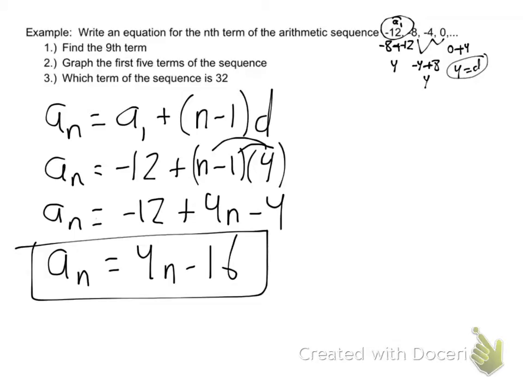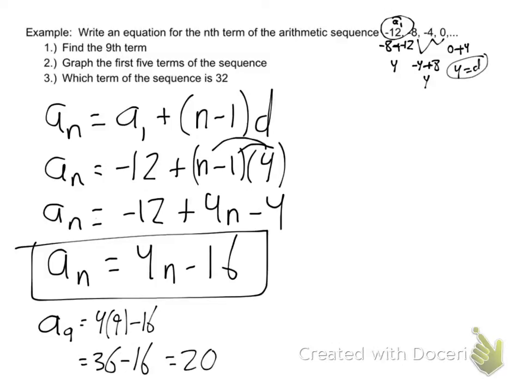If I want to know the ninth term, it'd be a sub 9. A sub 9, which would equal 4 times 9 minus 16. What's 4 times 9? 36 minus 16. It's 20. The ninth term in this sequence would be valued at 20.